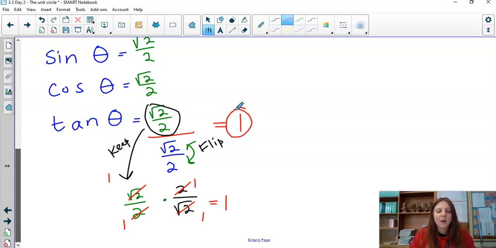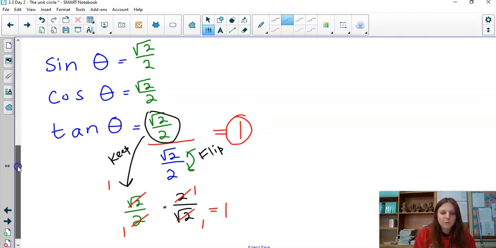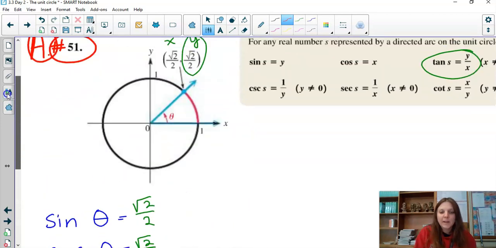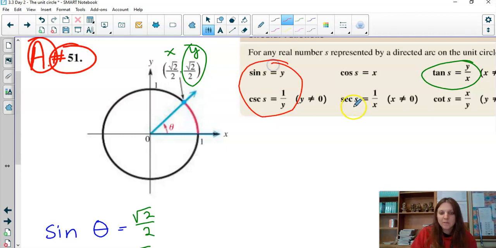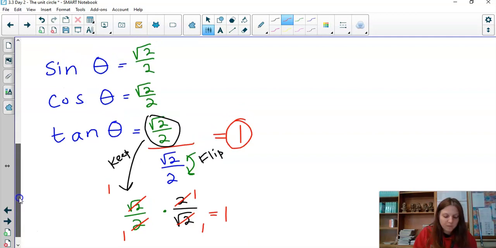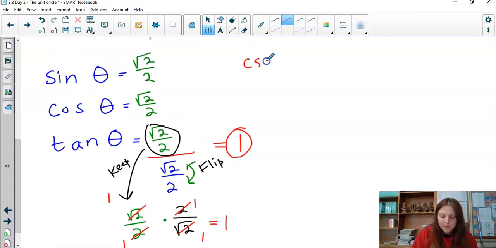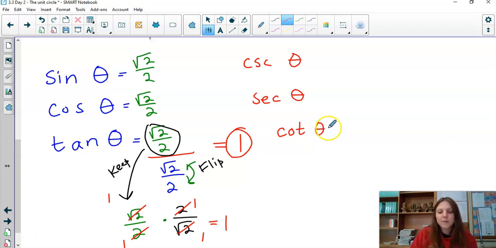Okay, now I need the other 3 trig functions. If you can't remember what goes with what, I can kind of take a peek at this. Sine and cosecant go together, cosine and secant, and then tangent and cotangent. We could use the information in the chart or just do the reciprocals. So if you remember back to chapter 2, we flipped them over and then rationalized if needed.